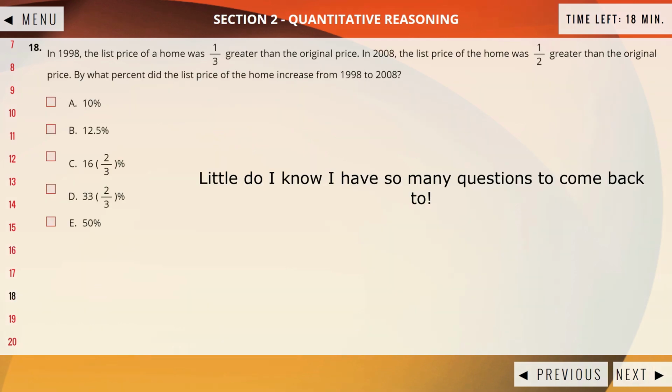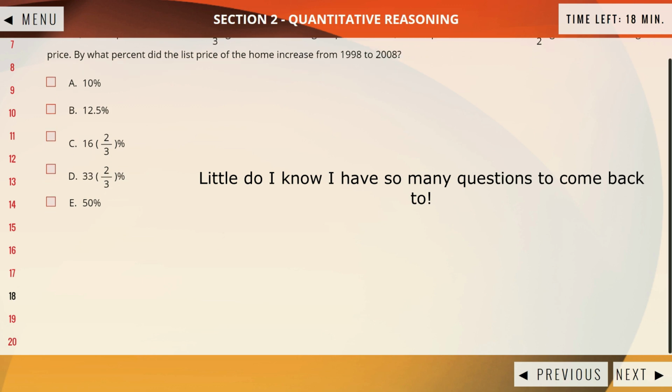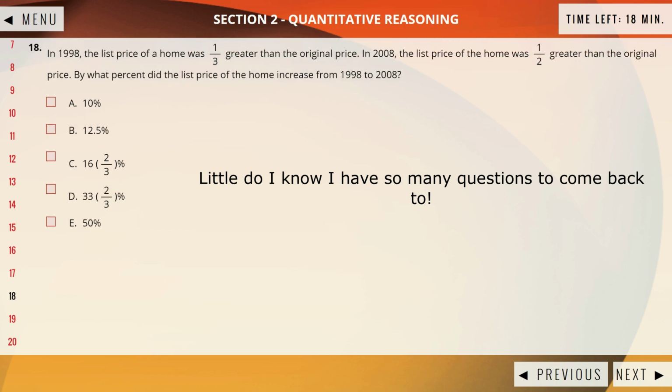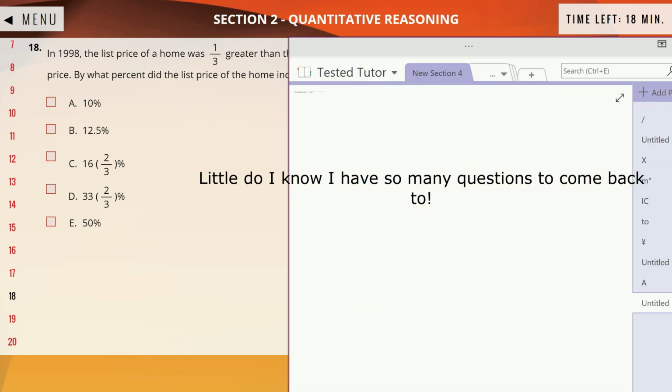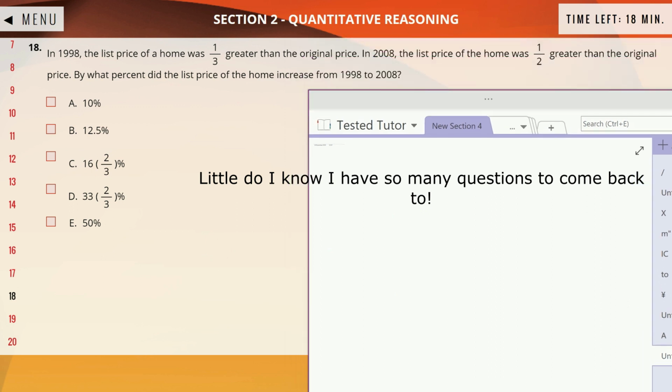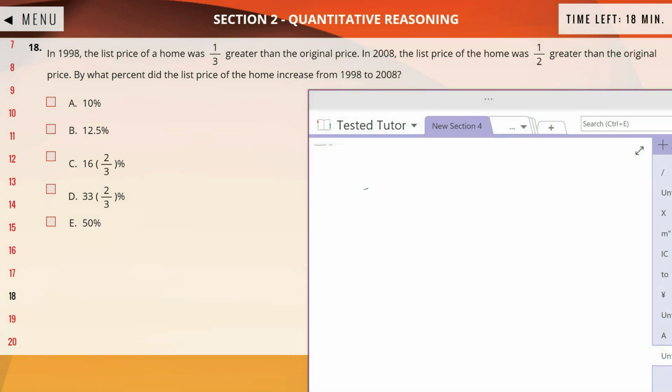It's really annoying me. In 1998, the price of a home was a third greater than the original price. Okay, can you guess what I'm going to do here? Those of you who guess pick numbers, you're absolutely right. You know me very well. So the original I'm going to call 100.